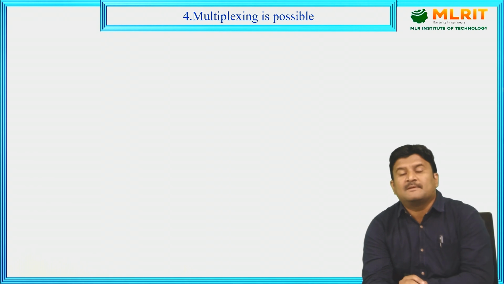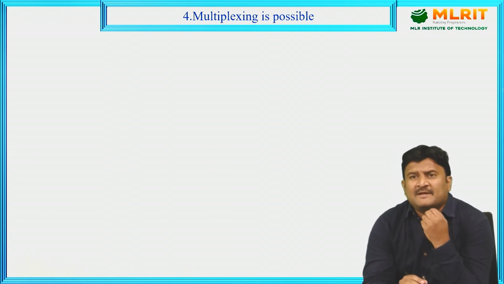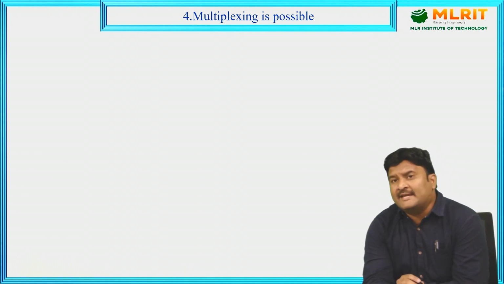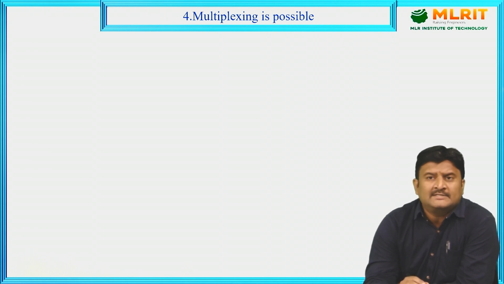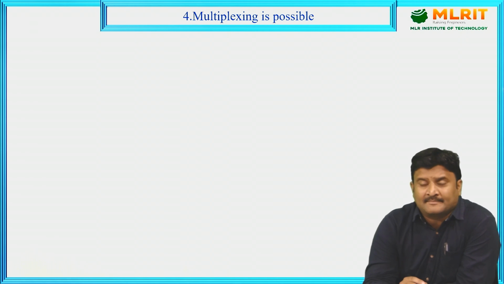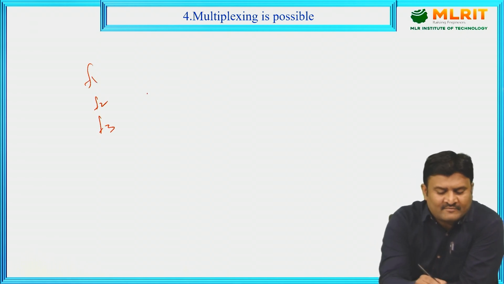The next one is multiplexing is possible. What is multiplexing? If you take two or more signals to transmit on the same channel simultaneously, taking two or three signals, you can transmit those three signals on a single channel simultaneously. For example, F1, F2, F3.